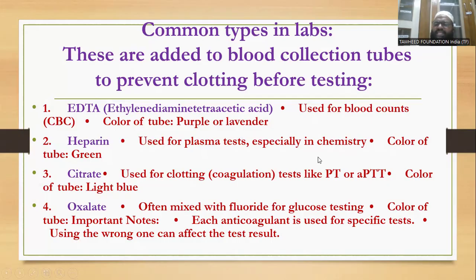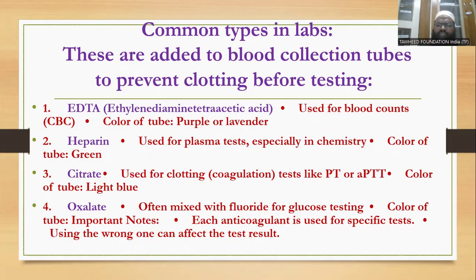One is EDTA, ethylene diamine tetraacetic acid, used for blood counts, CBC. Already we discussed this. Color of tube will be purple or lavender. Second tube is heparin tube, used for plasma tests, especially chemistry. Color of tube is green. And citrate, used for coagulation tests like PT or APTT. Color of tube will be light blue.